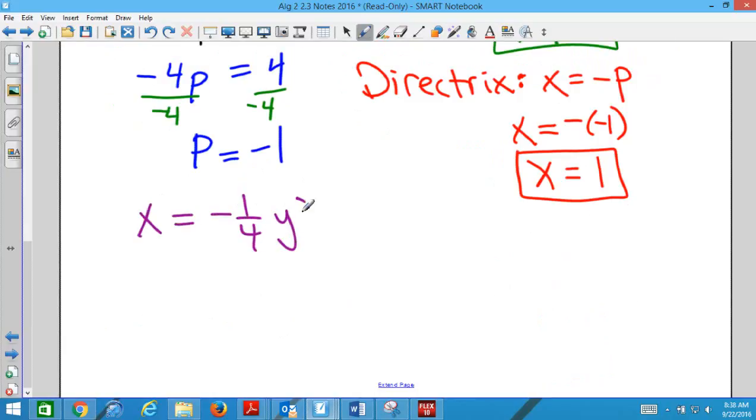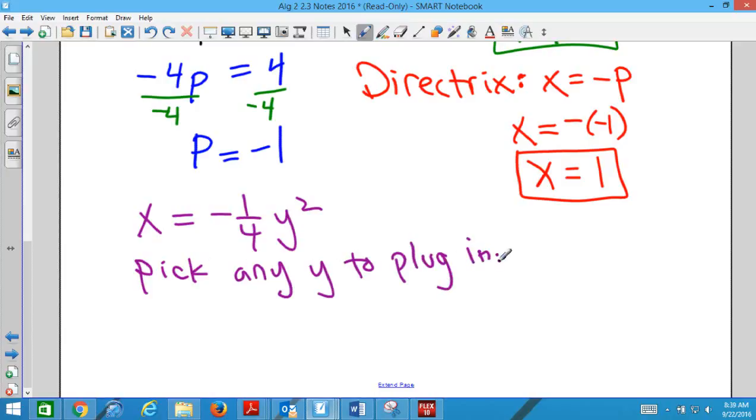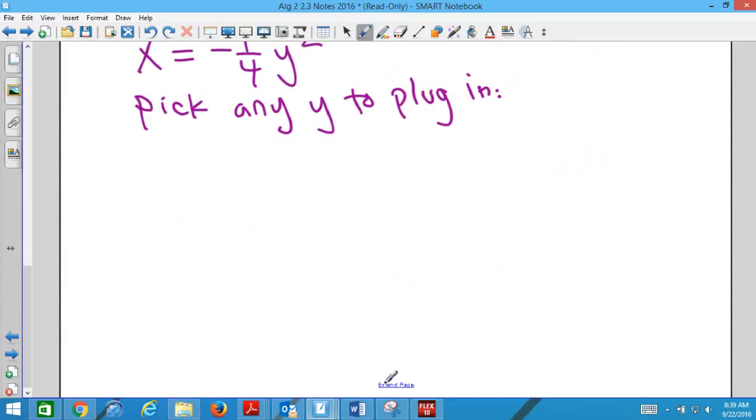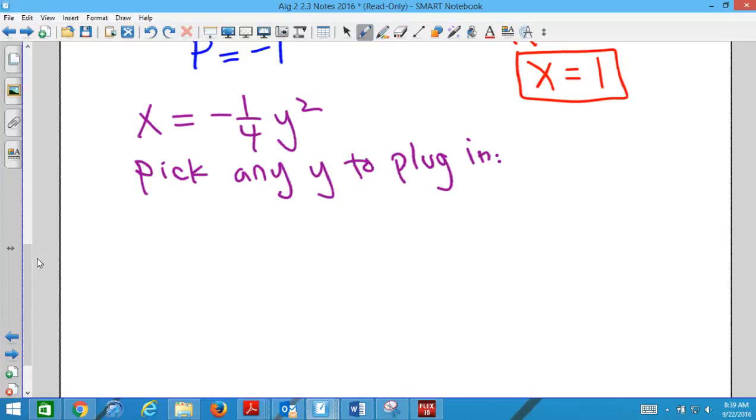-1/4 y squared. And when you plug in, and it's the horizontal kind, you don't plug in for x. You actually plug in for y. So we're going to pick any y we want. I'm going to think ahead. I want to pick something that when I plug it in and I multiply by 1/4, I'm not left with an ugly looking fraction. So what can I maybe plug in that I'm going to square? I could plug in 4. What else? I could plug in 2. 8. Right. Anything that 4 is not going to make look terrible, divided by 4.